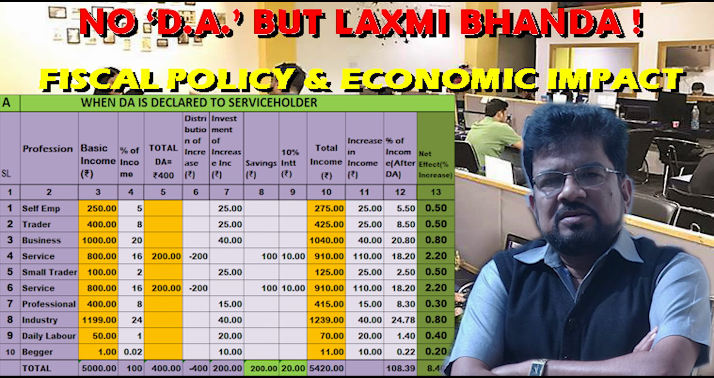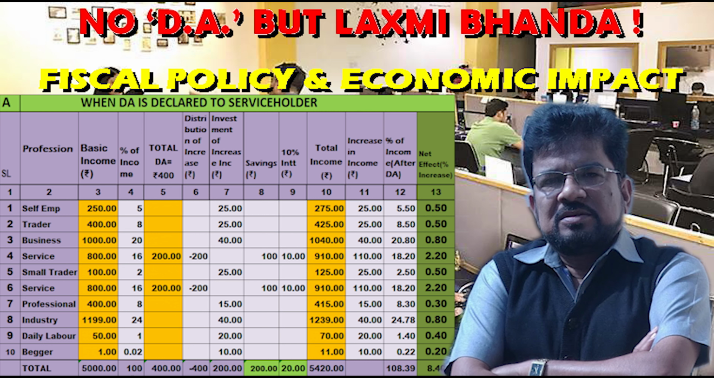In the case of a self-employed person, the net percentage increase is 0.50. For trader, 0.50. For businessman, 0.80. For serviceman, 2.20. Small traders, 0.50. Service, 2.20. Professional, 0.30. Industrialist, 0.80. Daily labor, 0.40. And beggar, 0.20. That is, the incremental income is 8.39. And you see that the total of column 12 is 108.39, that is nearly 108.4. That is, previously it was 100%, now it has come to 108.4%, and that incremental is 8.4%. That has been shown in column 13.